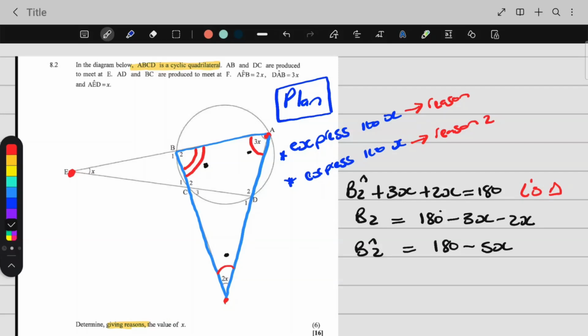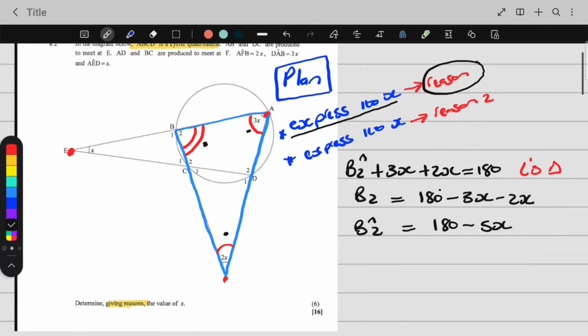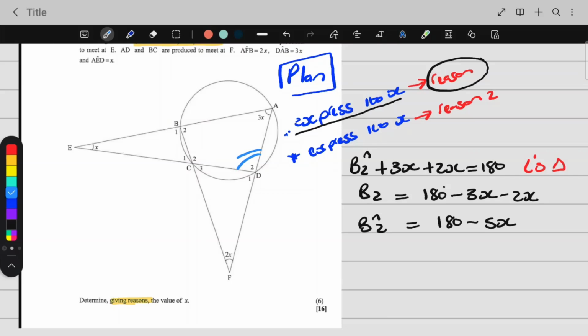So I've expressed an angle in terms of x. Can you see there's the x in it? And my reason is angles in a triangle. So now I'm going to look for another way to work out angle B2, but I'm going to use a different reason. I'm going to work out angle D2, and then I'm going to work out angle B2. So angle D2 is in this triangle.